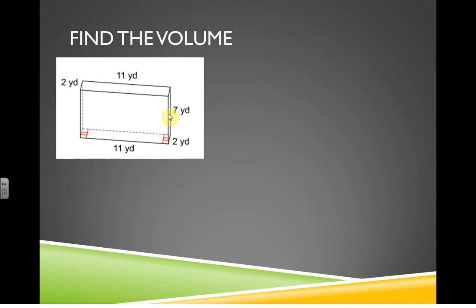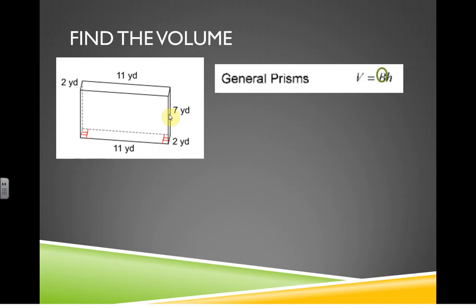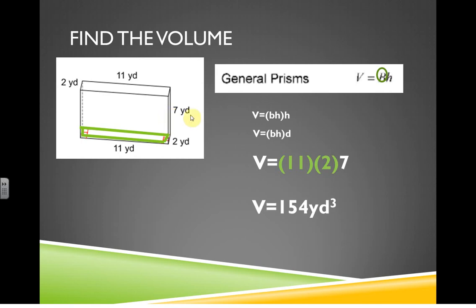Okay, so find the volume. So again, we're doing area of the base times the height. Area of the base would be 11 times 2 with the way that I have it written. And again, if we think of that H as depth, 7 is the depth of the object. You also could have seen it as a rectangular prism with this as the base and then the depth being 2. You're still going to get the same answer, so it's okay. Sometimes people see these things a little bit differently.